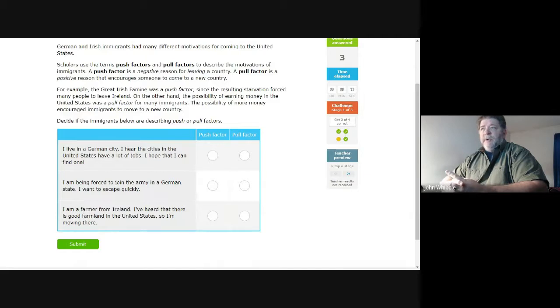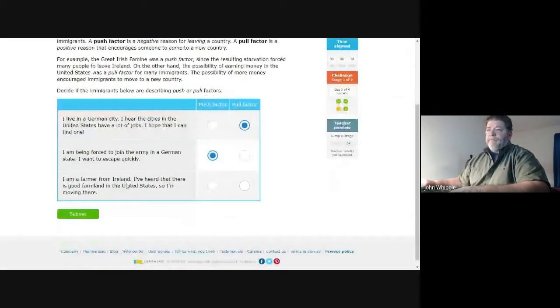Decide if the immigrants below are describing push or pull factors. So this first fellow: I live in a German city. I hear the cities in the United States have lots of jobs. I hope that I can find one. He's being pulled to the United States, isn't he? I'm being forced to join the army in a German state. I want to escape quickly. He's being pushed away from his home. I am a farmer in Ireland. I've heard that there is good farmland in the United States, so I'm moving there. He's being pulled to the United States.